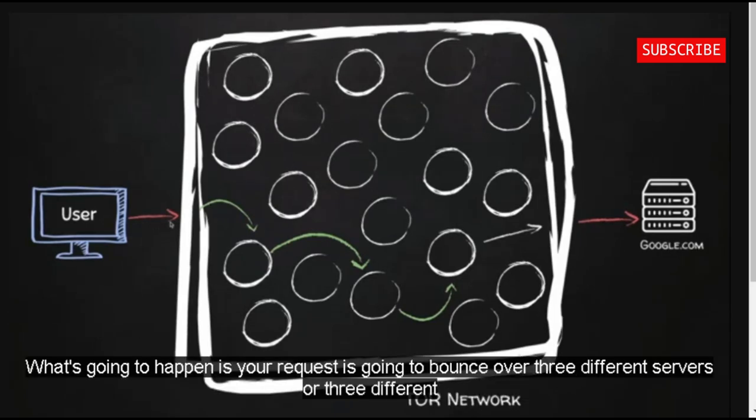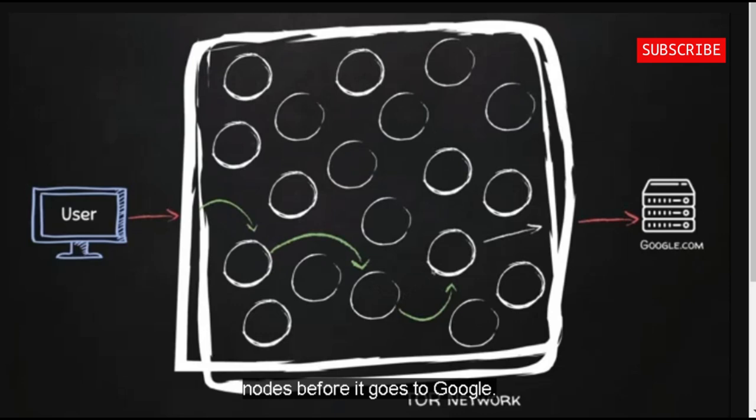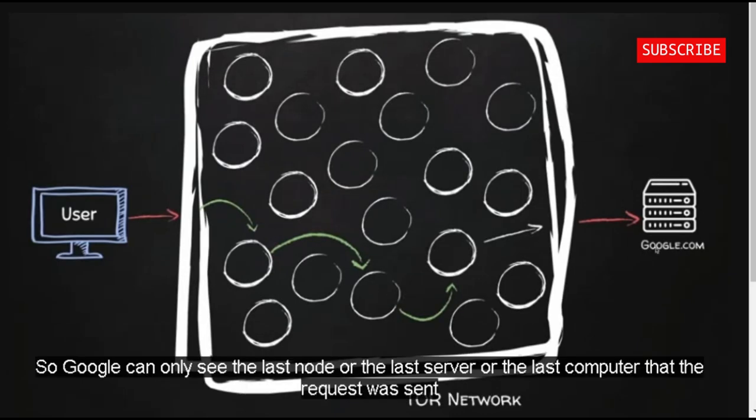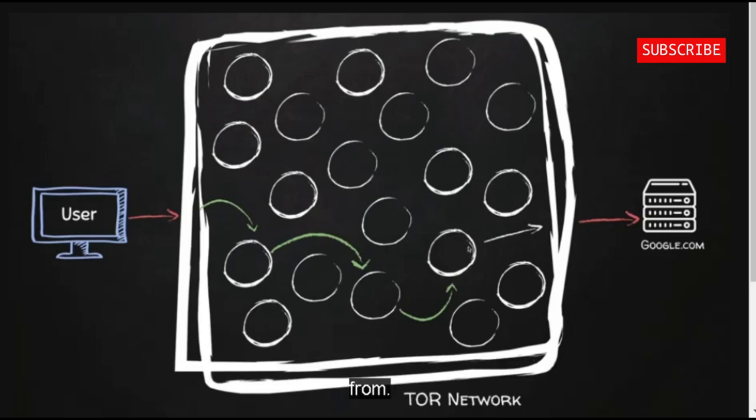What's going to happen is your request is going to bounce over 3 different servers or 3 different nodes before it goes to Google. So, Google can only see the last node or the last server or the last computer that the request was sent from. It can't see you or the original user.